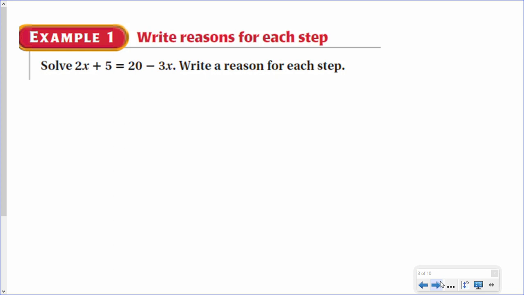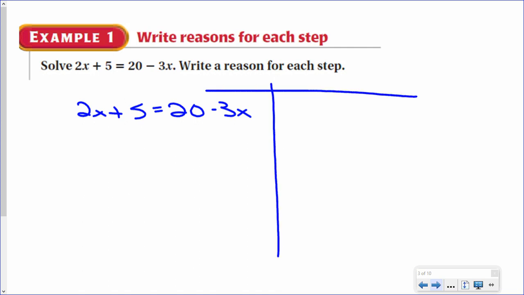So you have 2x plus 5 equals 20 minus 3x. Okay, so this would be your statement. This would be your reason. Since this equation was given to you, you write the word given to start the problem. You always write the word given when you start your proof.